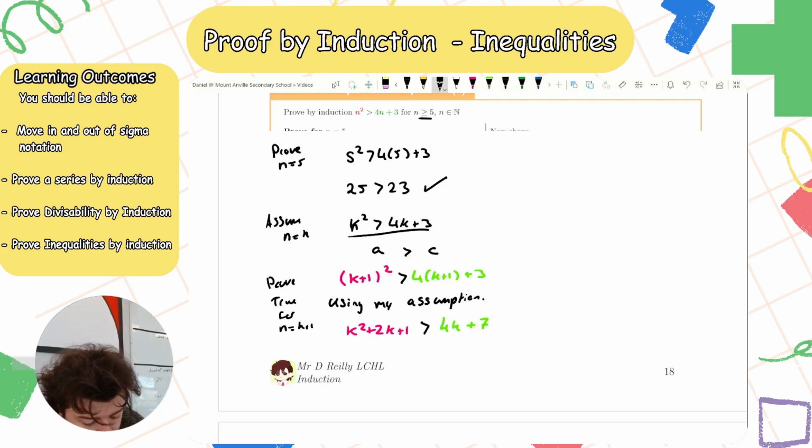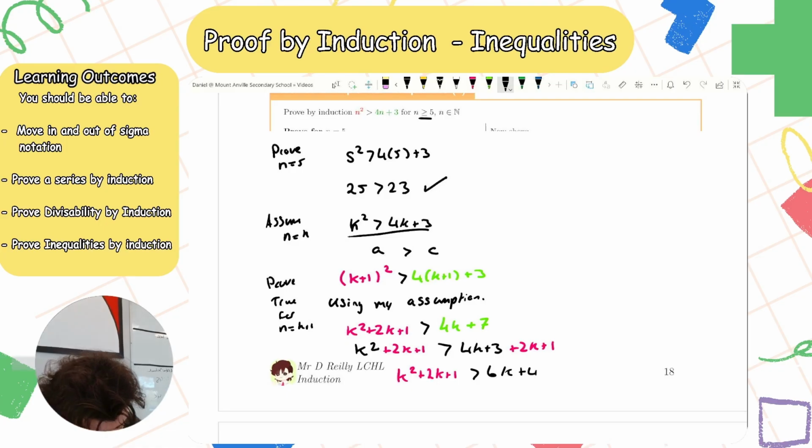So I need to now use my assumption. I need to make my left-hand side of my assumption look like this. And how do I do that is I add 2k plus 1 to both sides. So I'm going to have my k squared plus 2k plus 1 greater than 4k plus 3, adding 2k plus 1 to my assumption. So I have here now k squared plus 2k plus 1 is greater than 6k plus 4.